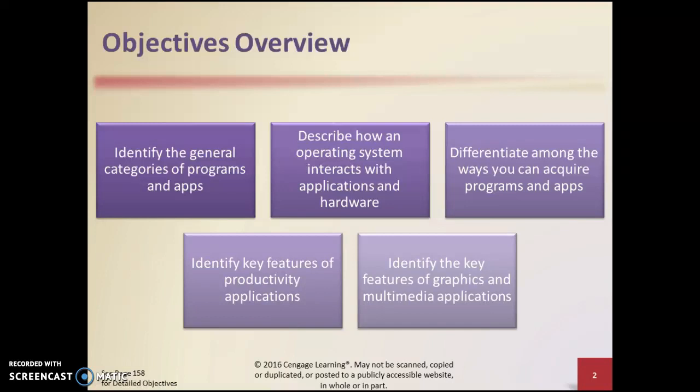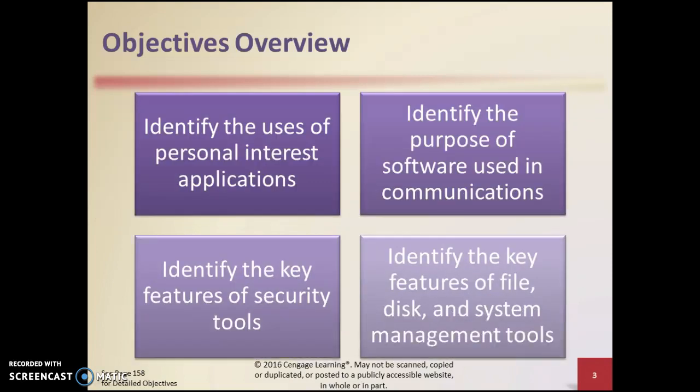Objectives overview. Identify the general categories of programs and apps. Describe how an operating system interacts with applications and hardware. Differentiate among the ways you can acquire programs and apps. Identify key features of productivity applications. Identify the key features of graphic and multimedia applications.